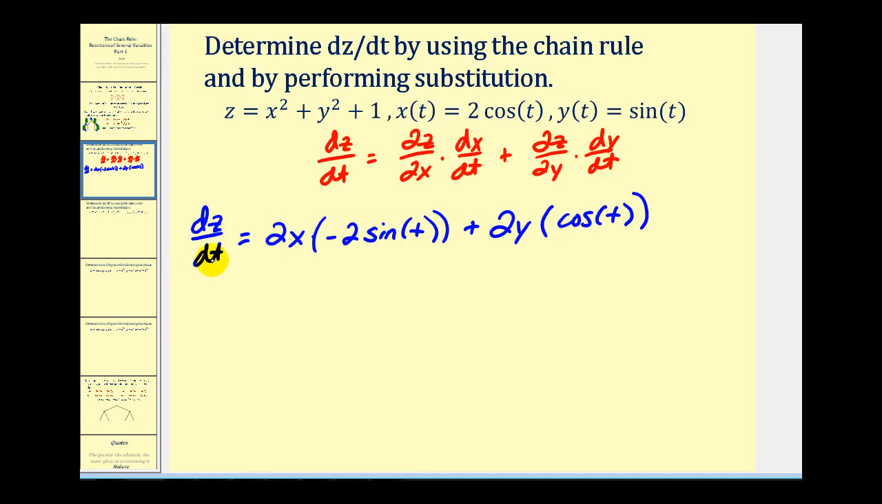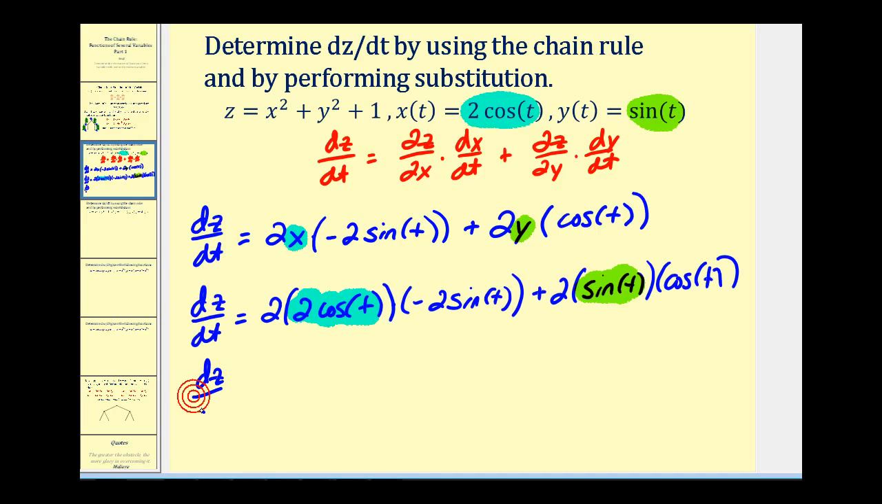Now we want our derivative in terms of t, so let's go ahead and perform a substitution where we're going to replace x with 2 cosine t and replace y with sine t. Now let's take a close look at this. These are actually like terms. Here we're going to have negative 8 cosine t sine t plus 2 cosine t sine t. That's going to give us negative 6 cosine t sine t.